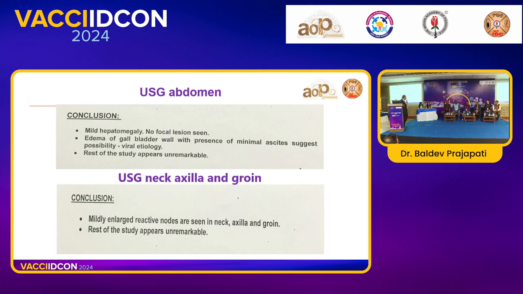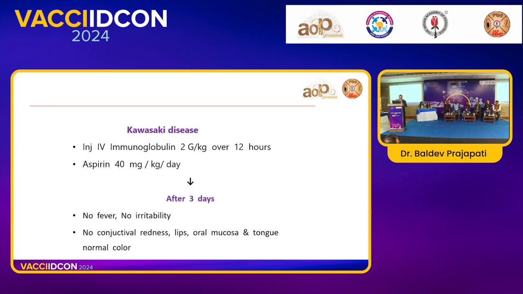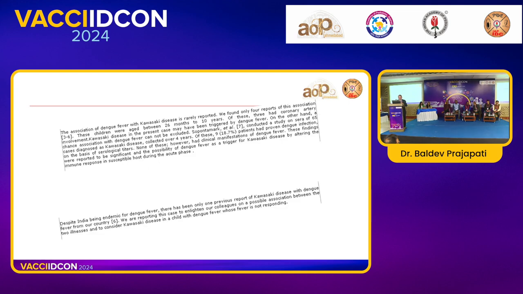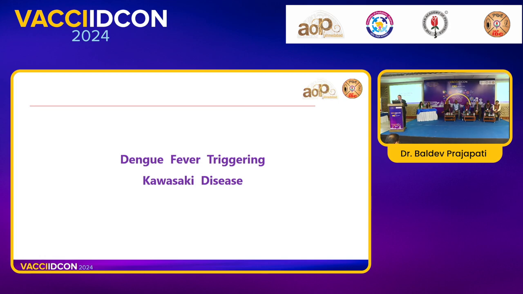Anything else, sir? Comment. Before the organizer says stop, let me stop. It was Kawasaki, treated with immunoglobulin, and the patient recovered. But this was not to our knowledge, so I opened Indian Pediatrics. In 2017, Dr. Piyush Gupta reported that Kawasaki is known to be triggered after dengue fever. He said there are so many patients of dengue we see, but a trigger for Kawasaki is not so common. Dengue fever triggering Kawasaki is known. I just wanted to share this with you.